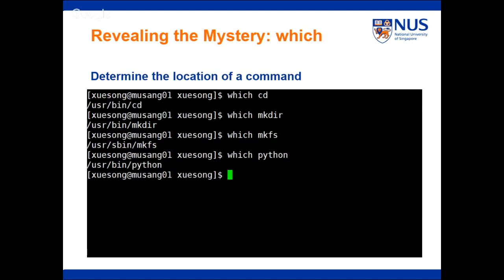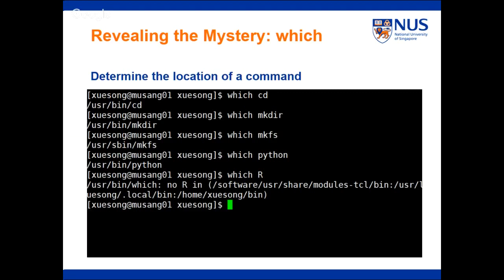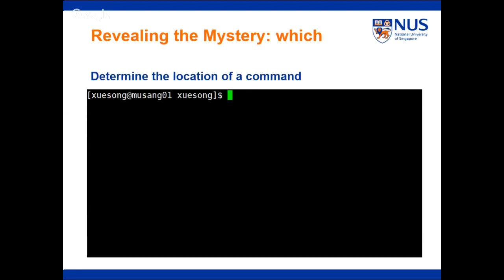A particular use of this command is that you can check whether a software has been installed on the system, like which python shows it has been installed here, and R is not installed currently. Very simple, right? So this just gives you very general information on whether the software exists or not.